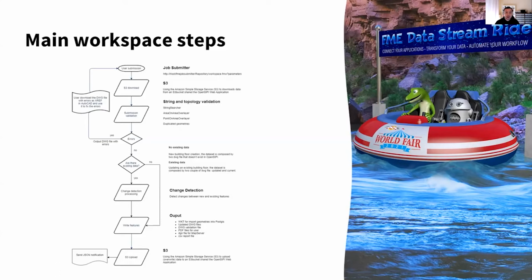If the data are already present in the database, the next step is change detection to detect changes between new and existing features. At the end of the procedure, all outputs are written out and uploaded on S3, and a JSON notification is sent back to OpenCP.